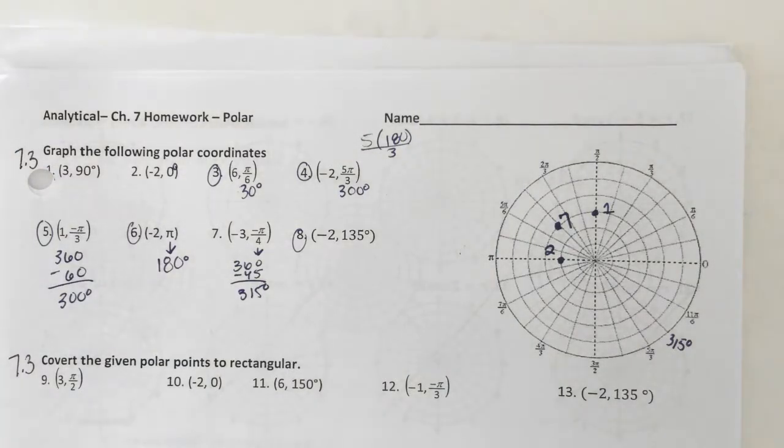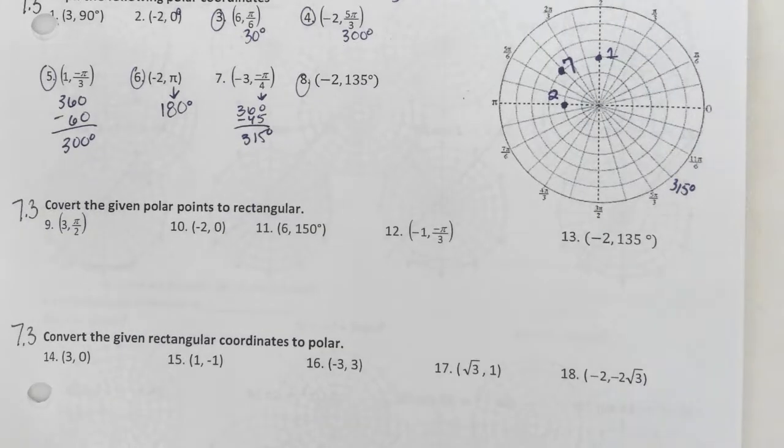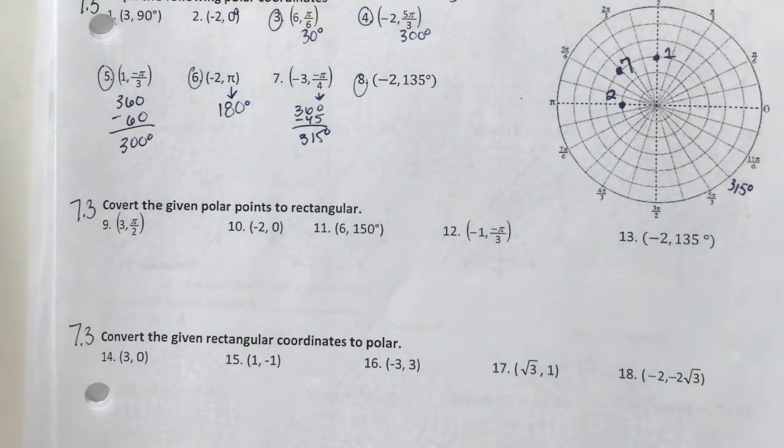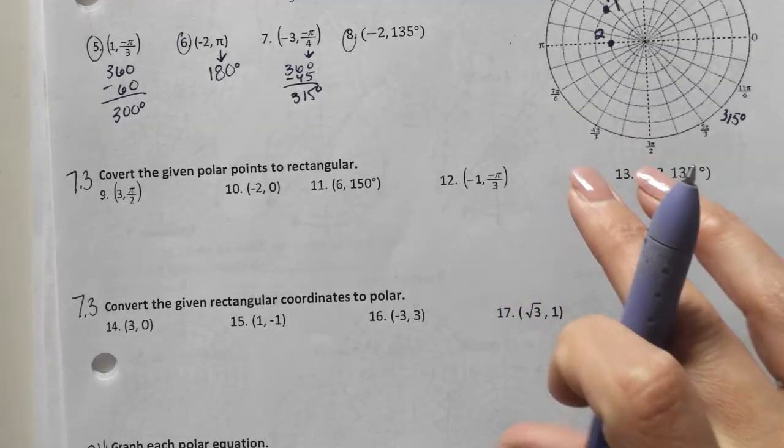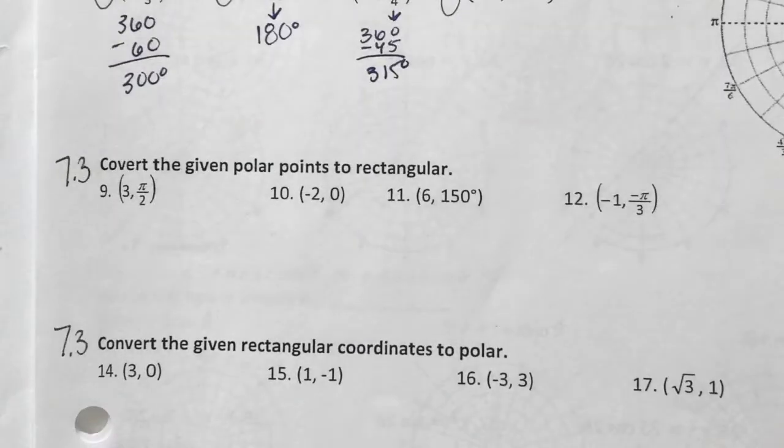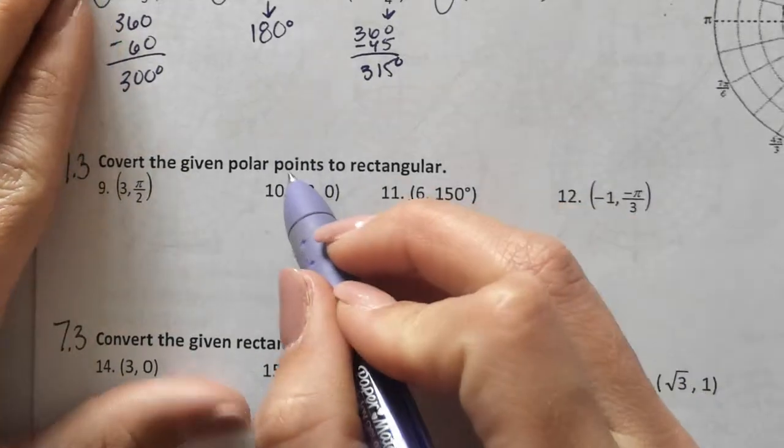Alright, now let's get on to the harder stuff, which is going from rectangular to polar and vice versa. Okay. To go from polar to rectangular, there's a certain formula you have to remember, but it's kind of common sense, but you'll have to know this for the quiz tomorrow. From polar to rectangular.